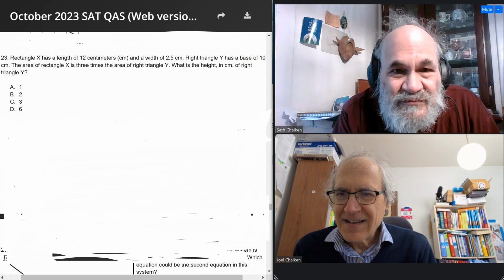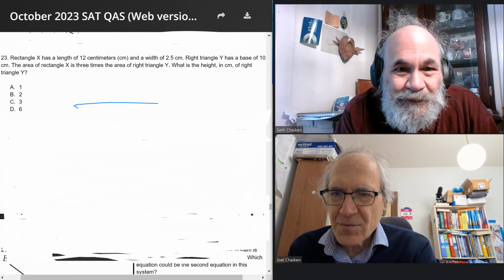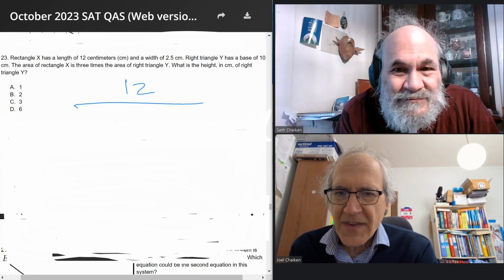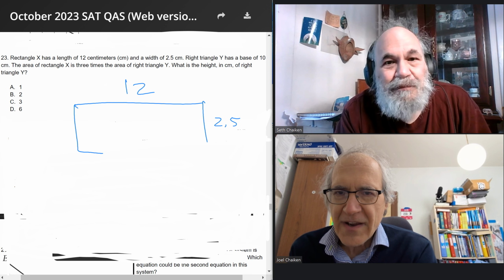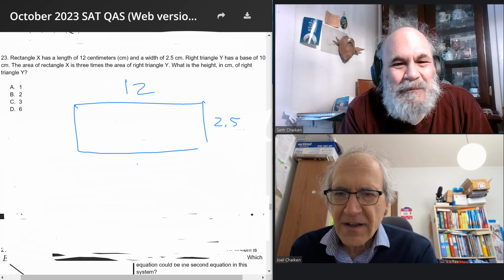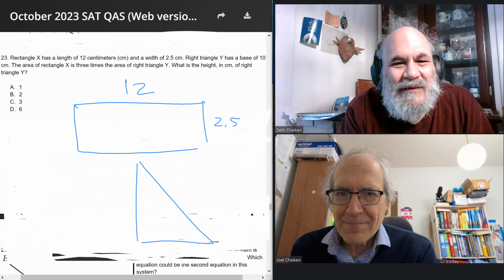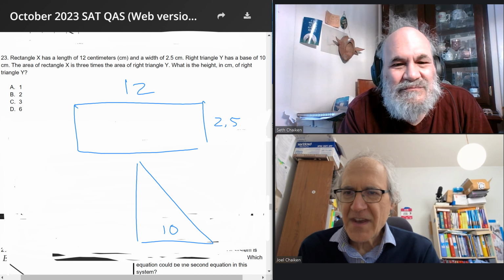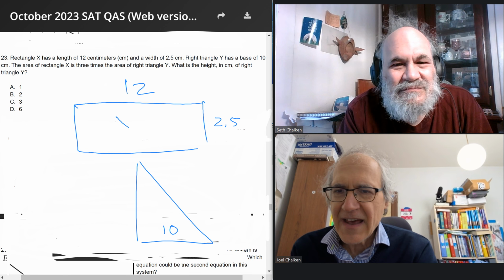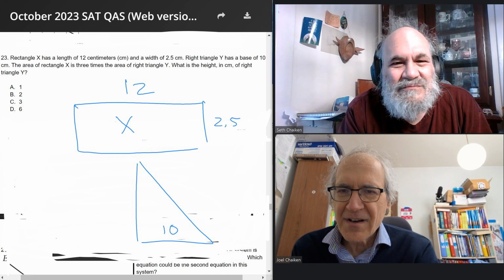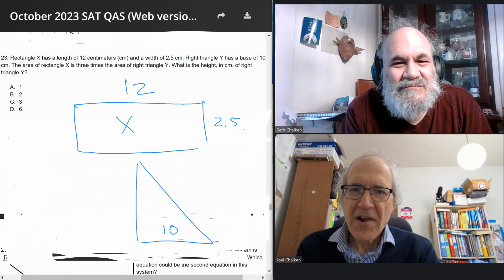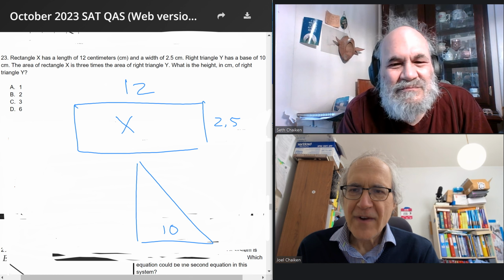Rectangle X has a length of 12 centimeters and a width of 2.5 centimeters. Right triangle Y has a base of 10 centimeters. The area of rectangle X is 3 times the area of triangle Y. What is the height in centimeters of right triangle Y?